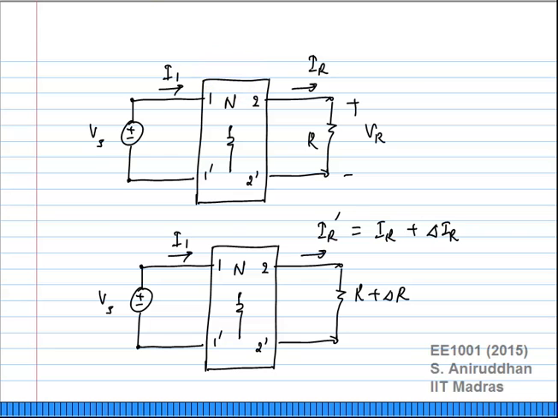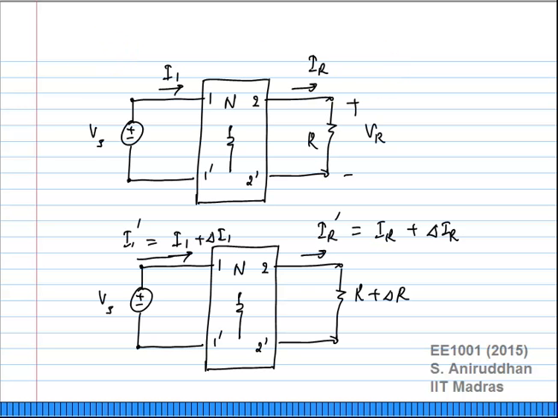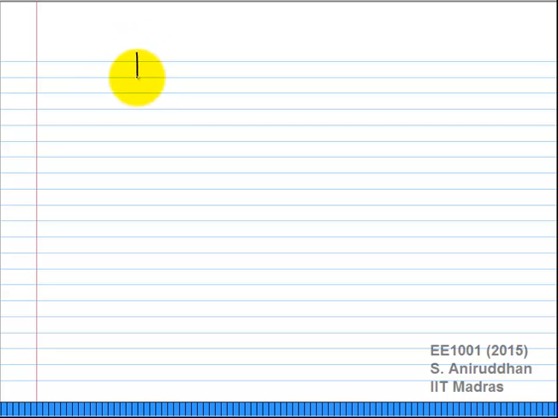Okay, and so the current flowing out of the voltage source Vs is I1 prime. I'll denote that by I1 plus delta I1. Okay. Now what I'm going to do, let's take this R plus delta R resistance. Is that clear so far? Okay. This R plus delta R. Okay, I'm going to redraw it like this.